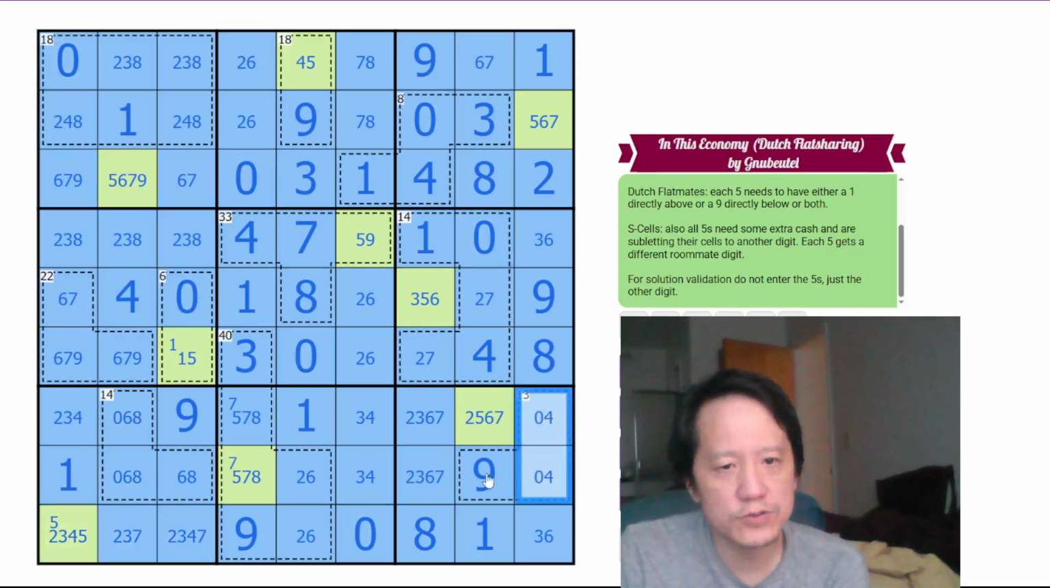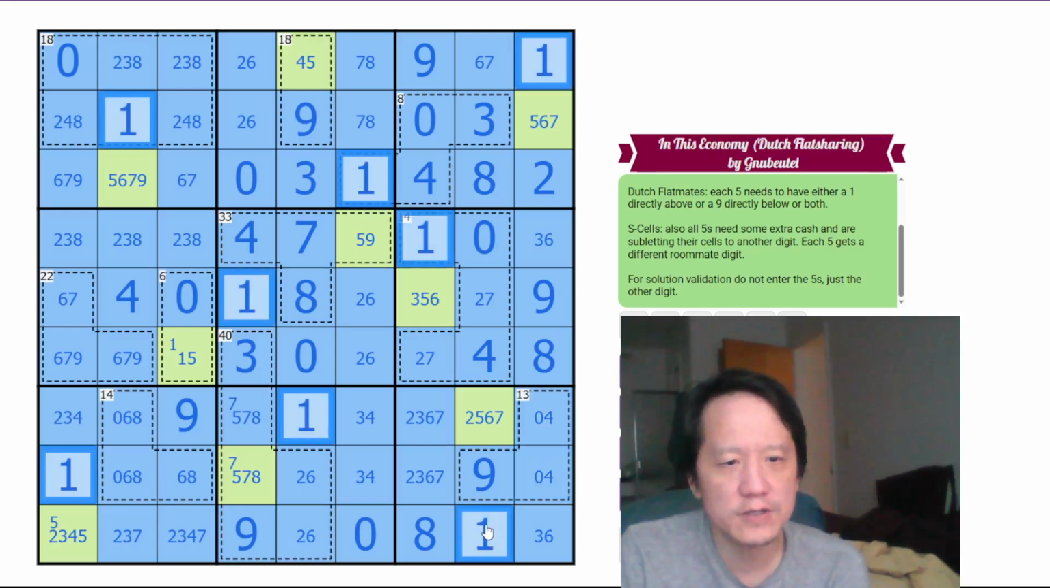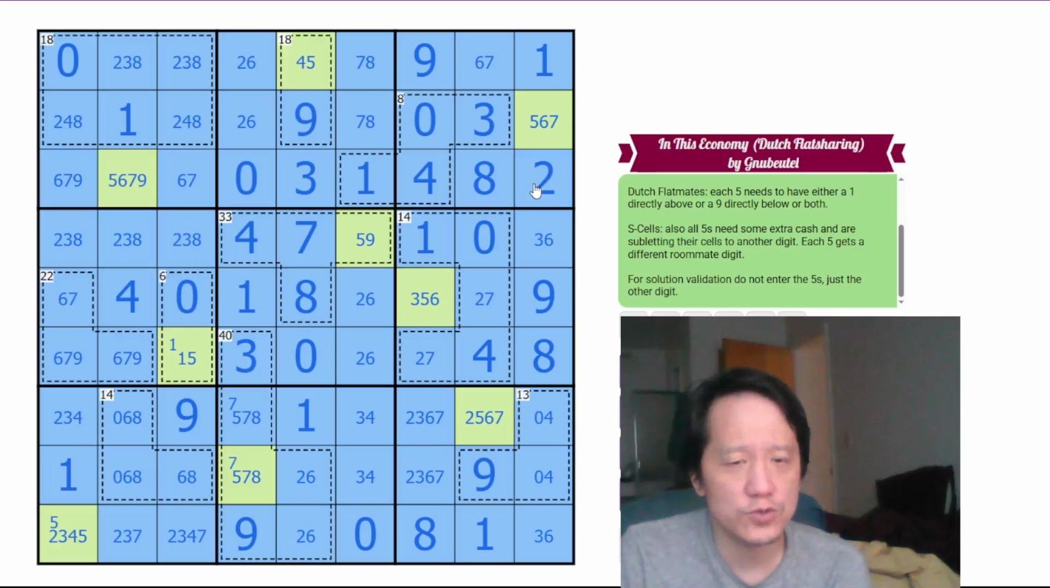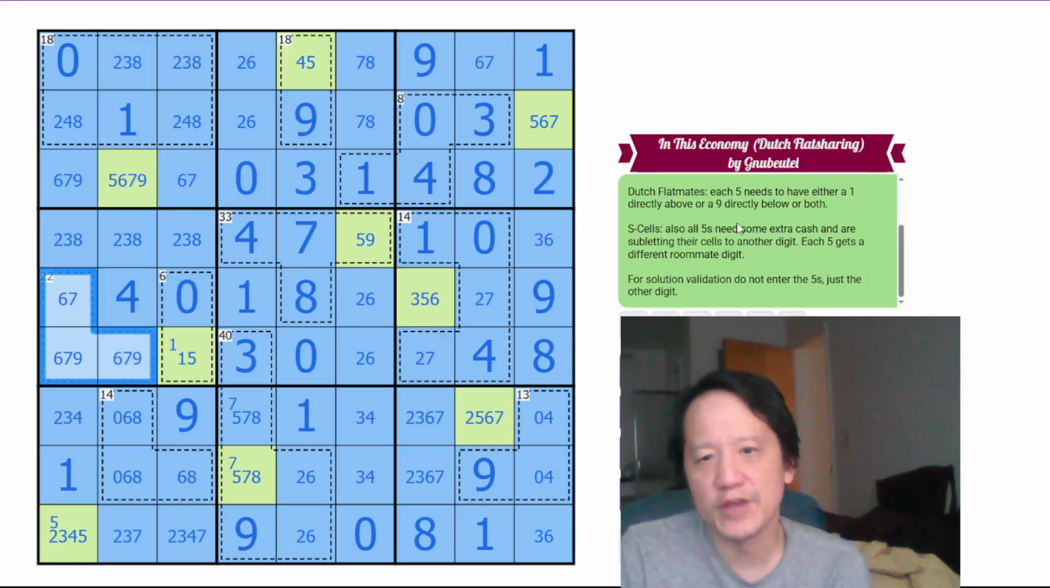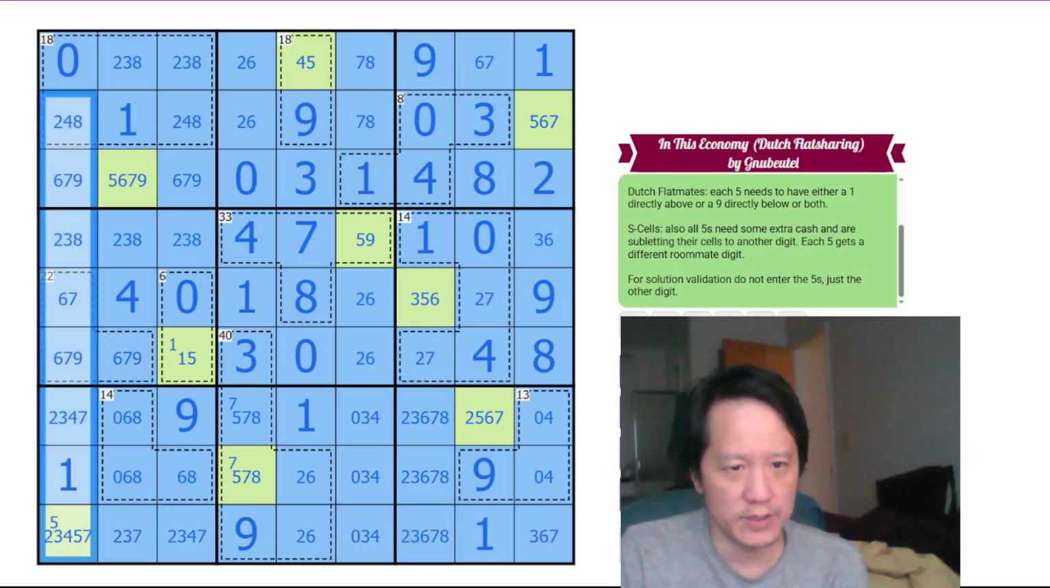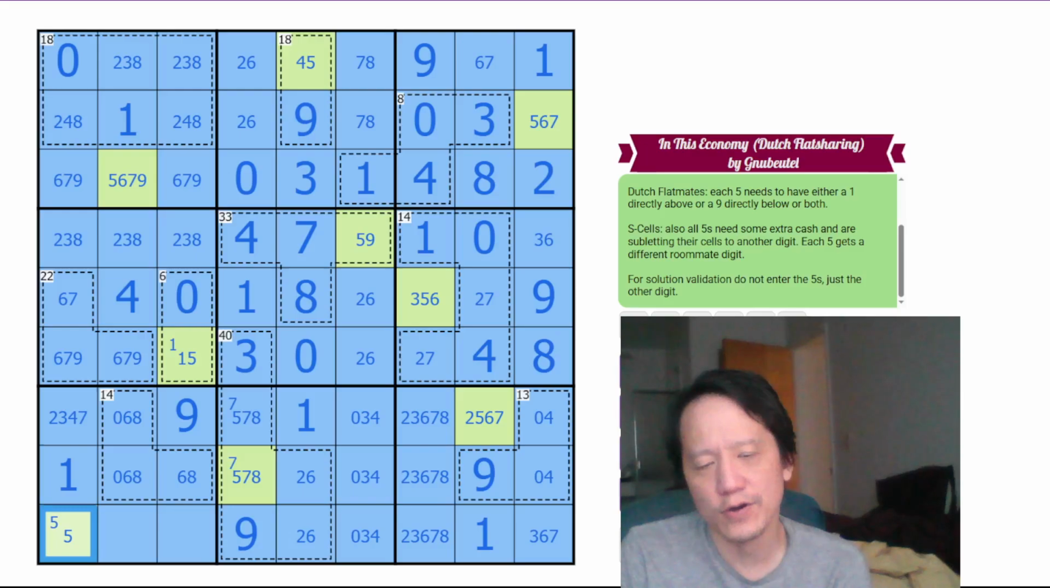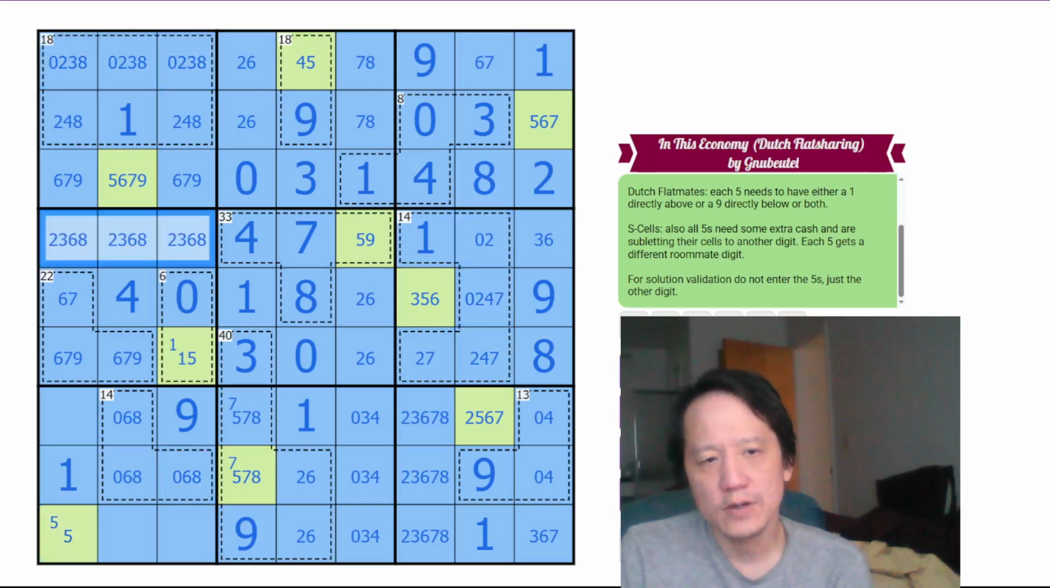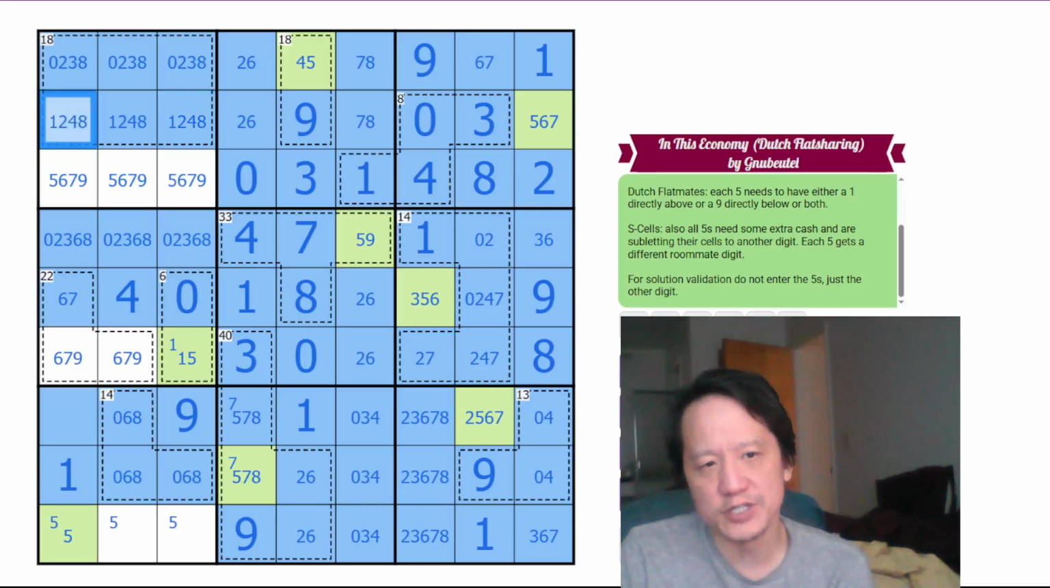0 is one of those two. Both are fine. 1 is here, here, here. And those are all fine. 2 is not restricted at all. Yeah, I think we have to use the each 5 gets a different roommate digit rule to disambiguate. Okay. So with that, that would make things much easier to solve then.